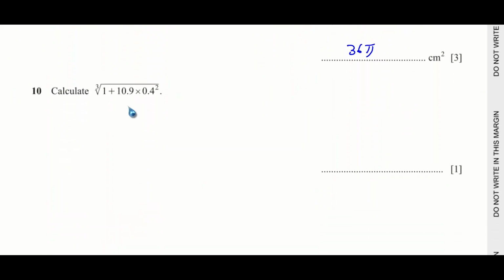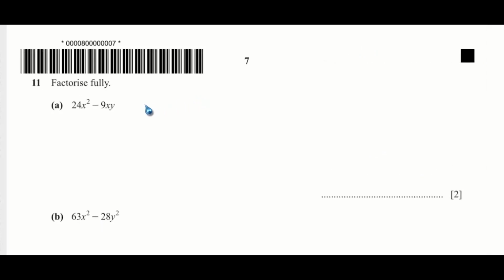You can actually put this into your calculator straight away and put 1.4 here as the final answer. Question 11, factorize fully 24x squared minus 9xy. So we can factor out 3x, then we'll be left with 8x minus 3y. So this will be the final answer, 8x minus 3y.